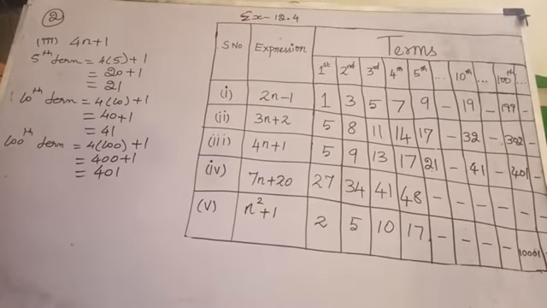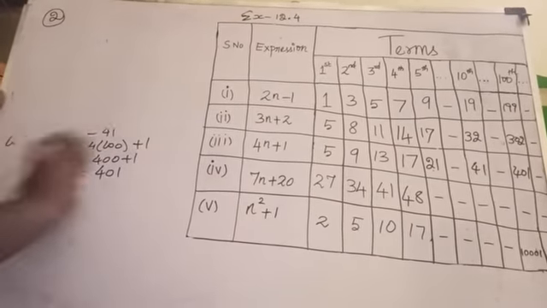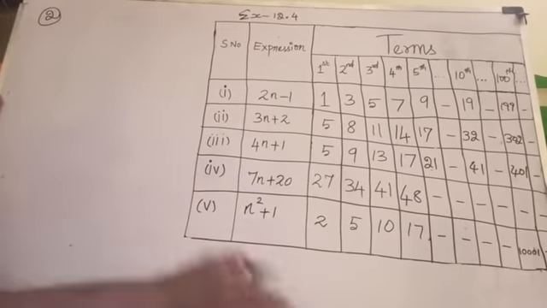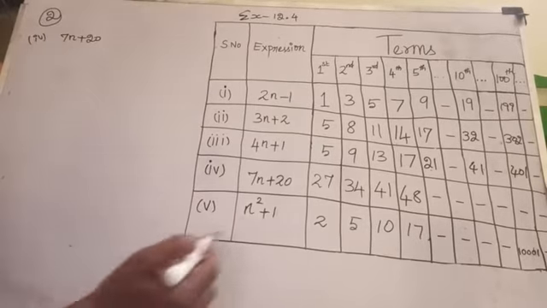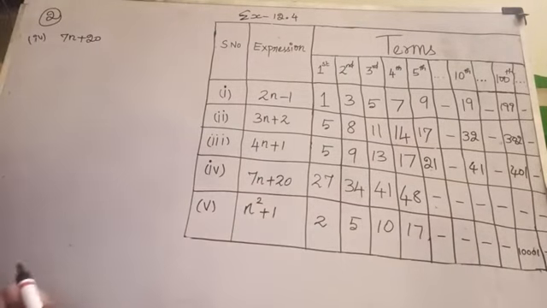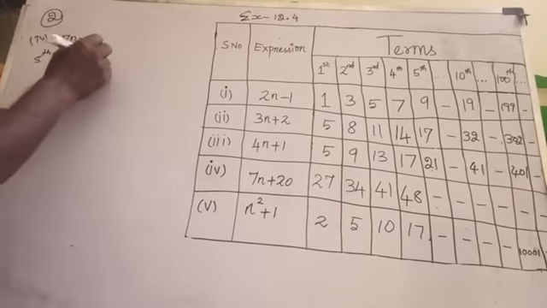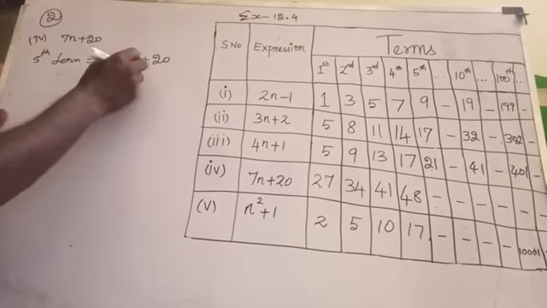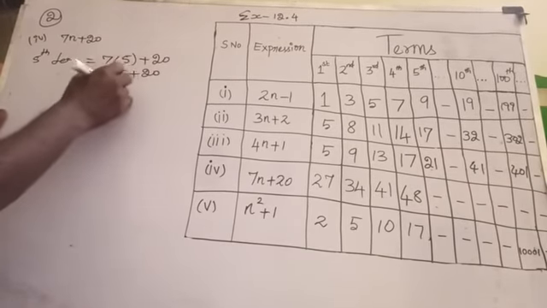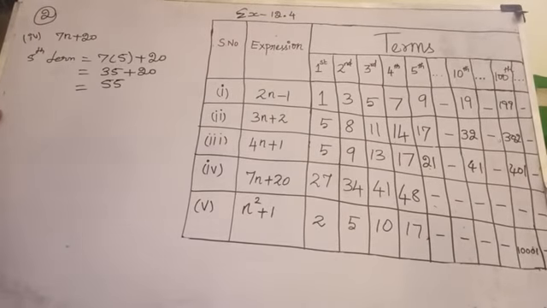Now come to the fourth expression, which is 7n plus 20. You have to find the 5th term, the 10th term and the 100th term. So for the 5th term, put n equal to 5 here. So 7 into 5 plus 20. 7 5s are 35. 35 plus 20 is equal to 55. Am I right? Yes.